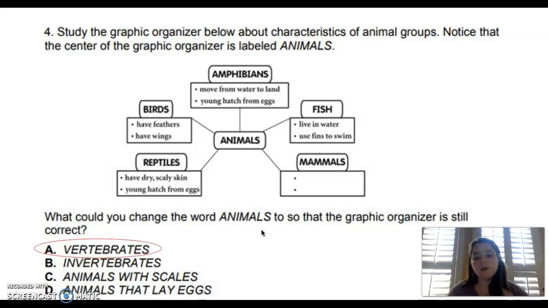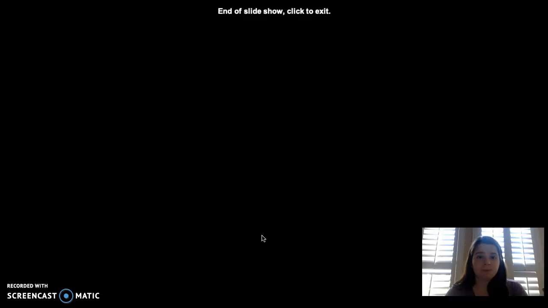We're going to name it vertebrates, because remember, these are the 5 different categories of vertebrates that we just talked about. Invertebrates are, remember, insects, worms, none of these categories. Animals with scales, I remember only reptiles having scaly skin. These other ones don't have scaly skin. And animals that lay eggs, remember mammals don't lay eggs, guys. So your answer is going to be vertebrates. We could put this word right in here, and it would still be correct.